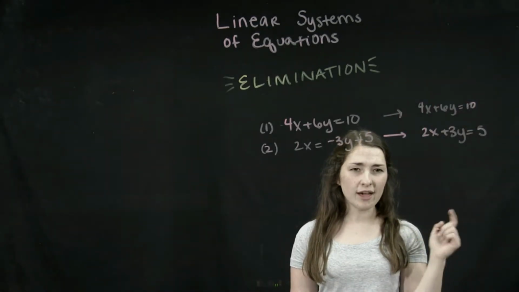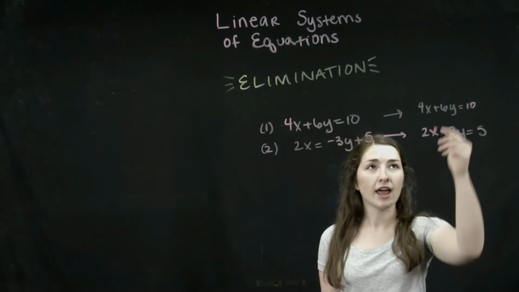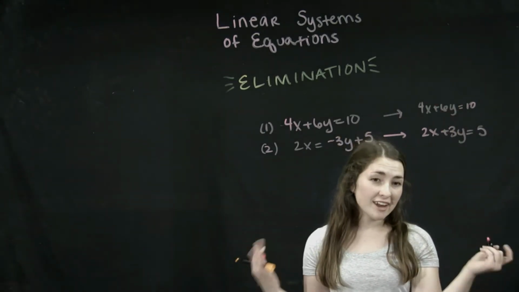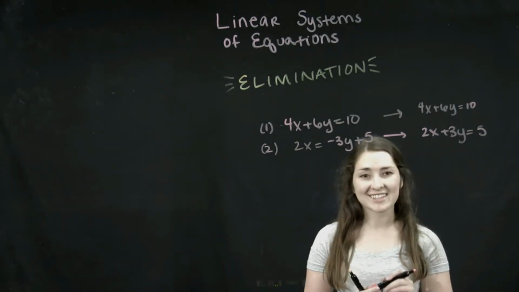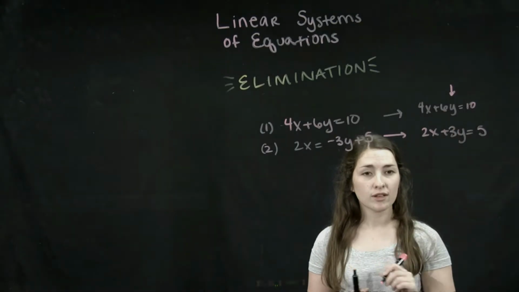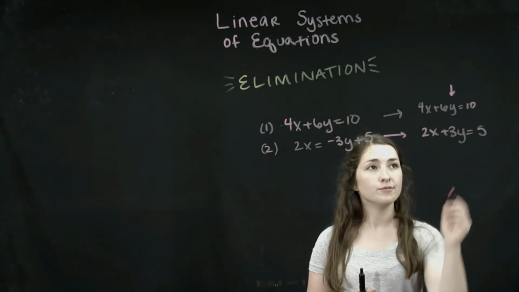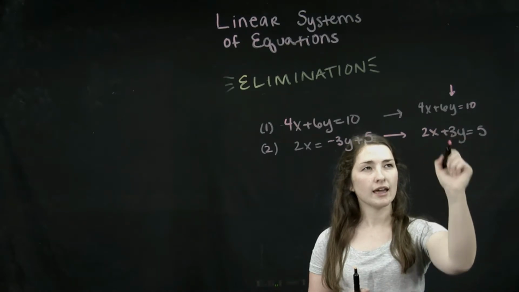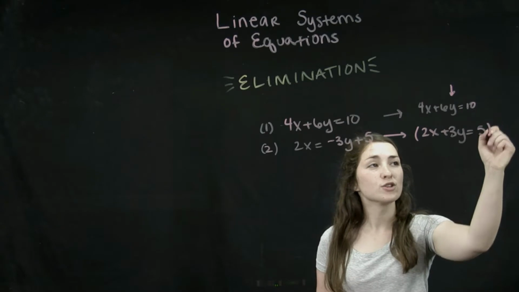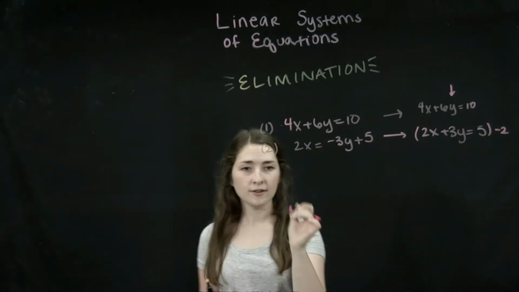Okay, so now that we have this one, to solve this using elimination, we're going to want to add these two equations together to eliminate one of these variables. We eliminated x in the last example, so let's try and eliminate y in this one. So what would we have to do to this equation in order to get a negative 6y here? We can multiply this whole equation by negative 2. And I'm just going to rewrite that down here.